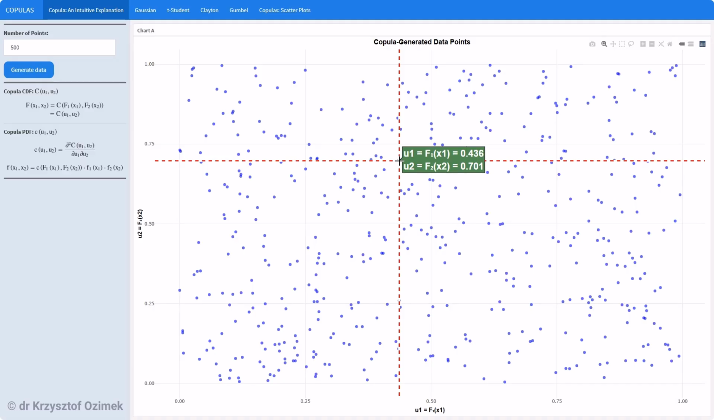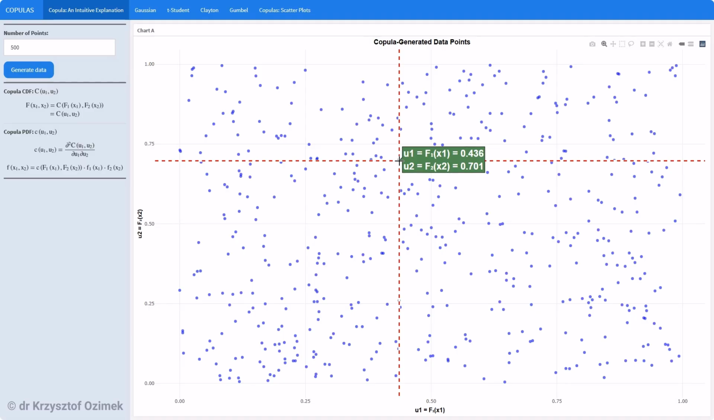Now, let's move on to the copula density function, known as the copula probability density function, or PDF. It is denoted by a lowercase c. This function is defined as the mixed second-order partial derivative of the copula CDF, which is visible in the left panel. However, this function does not have the same direct relationship with the joint density function of x1 and x2 as the copula CDF has with the joint CDF of x1 and x2.